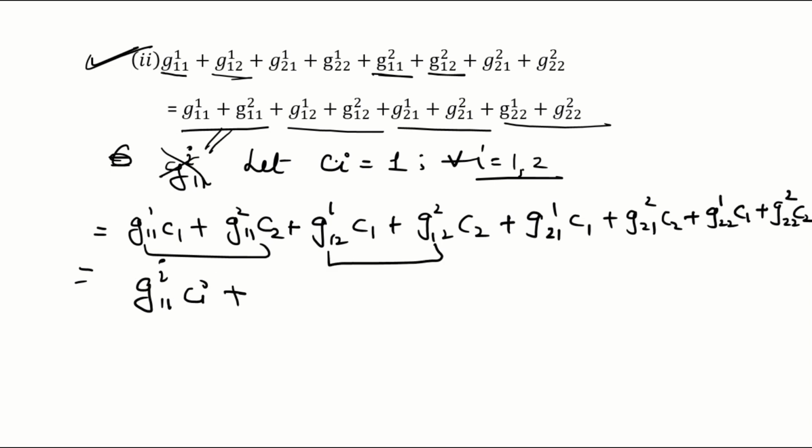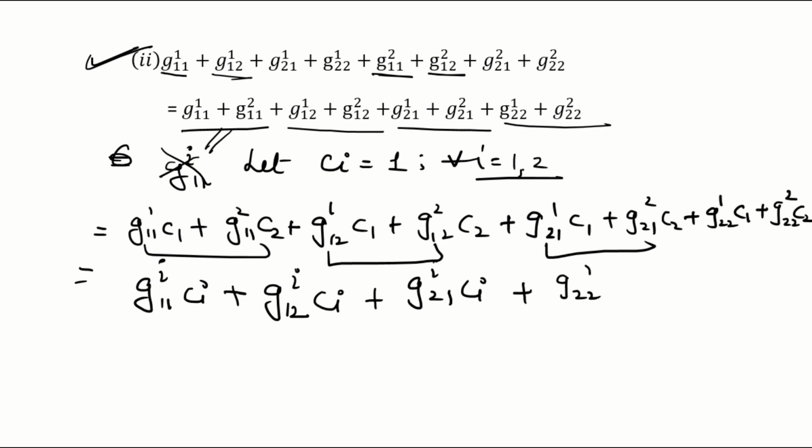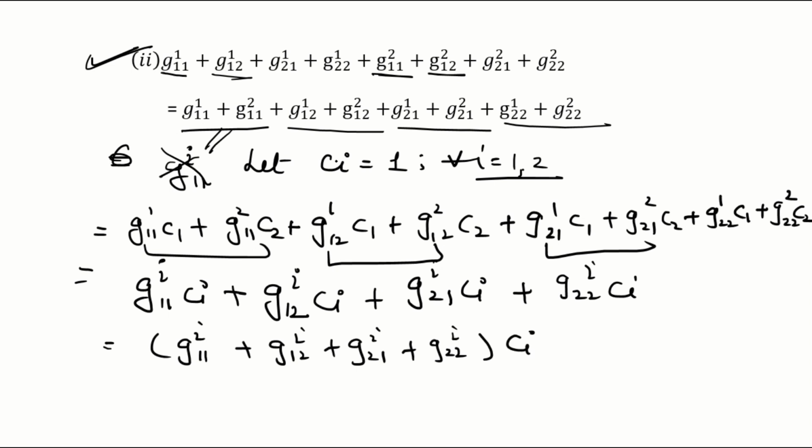Now combine the other two terms. How will you combine? g12i ci, then for these two terms g21i ci, then g22i ci. Now ci is common, so let us take it common, and g12i, g21i. Now can we combine these four terms?